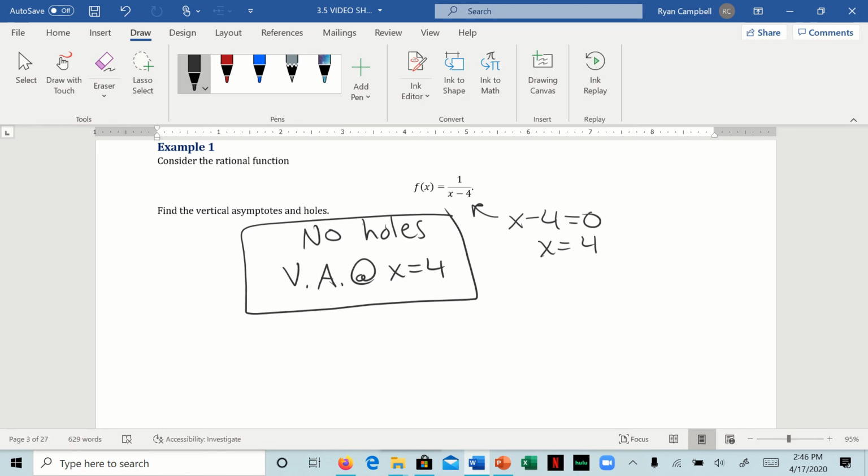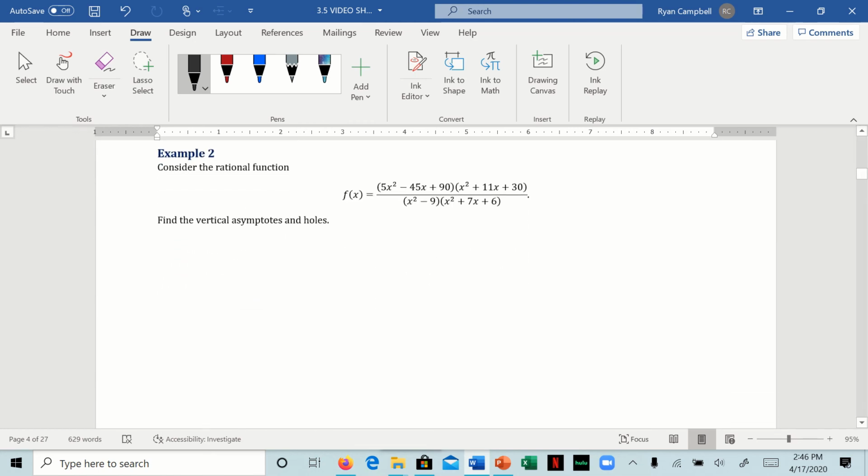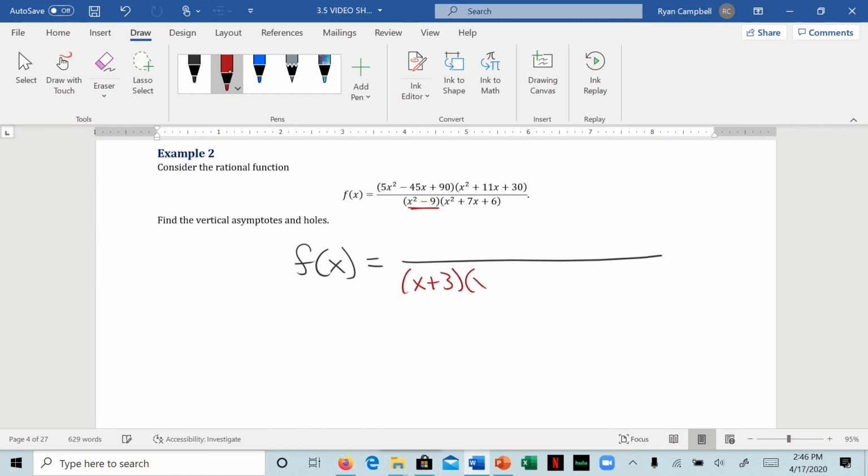Of course, it's not going to always be that easy. We can even see example number 2 for that. Woo, there we go. All right. So let's simplify all this and figure out where are the holes and where are the vertical asymptotes. Let's look at the denominator first, because we have a difference of squares, right? So that's going to be easy. That's just x plus 3, x minus 3.